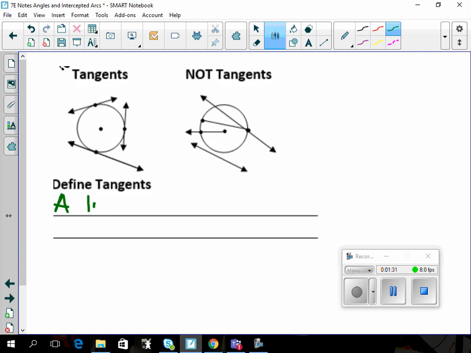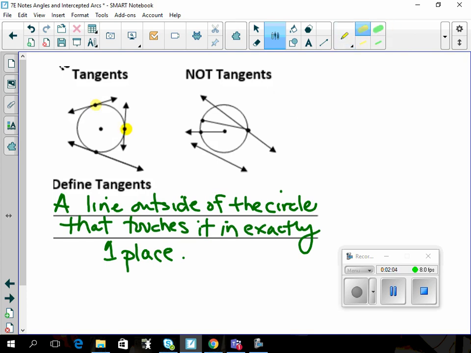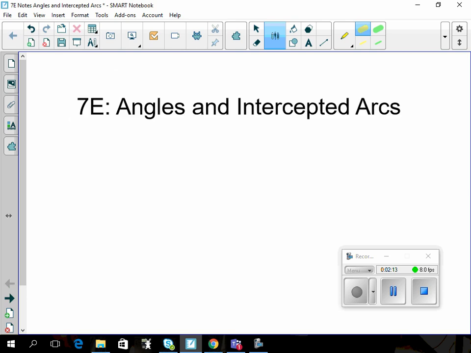So a line outside of the circle that touches it in exactly one place. I agree. We can clearly look, it is a line, it goes forever in both directions. It has arrows. These are points of tangency. I'm just going to highlight them real quick. You don't really need to do that, but it just kind of kisses that circle in each of those places, each of those lines. Okay? Tangent line. Perfect.